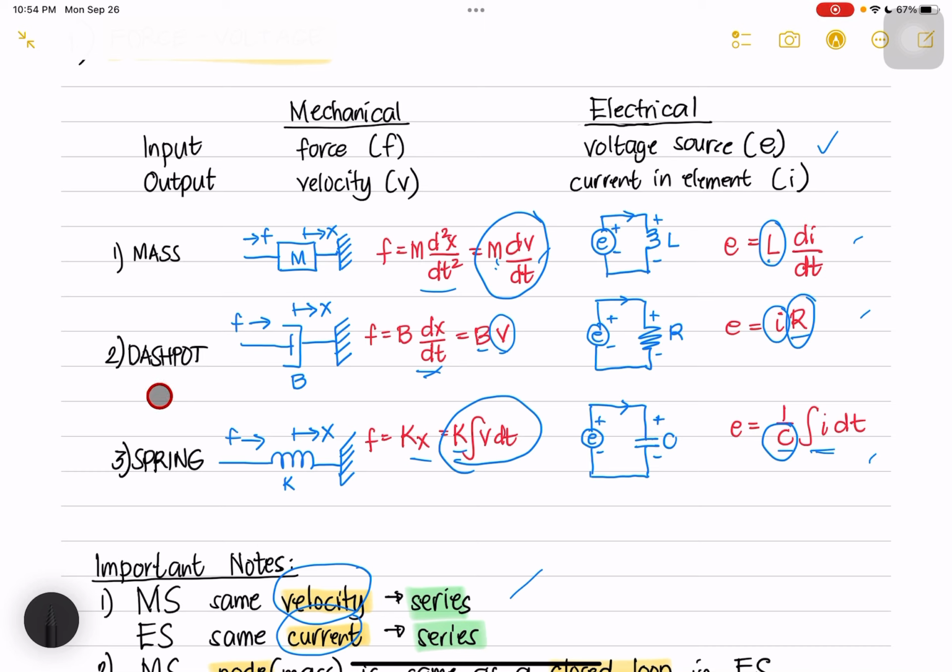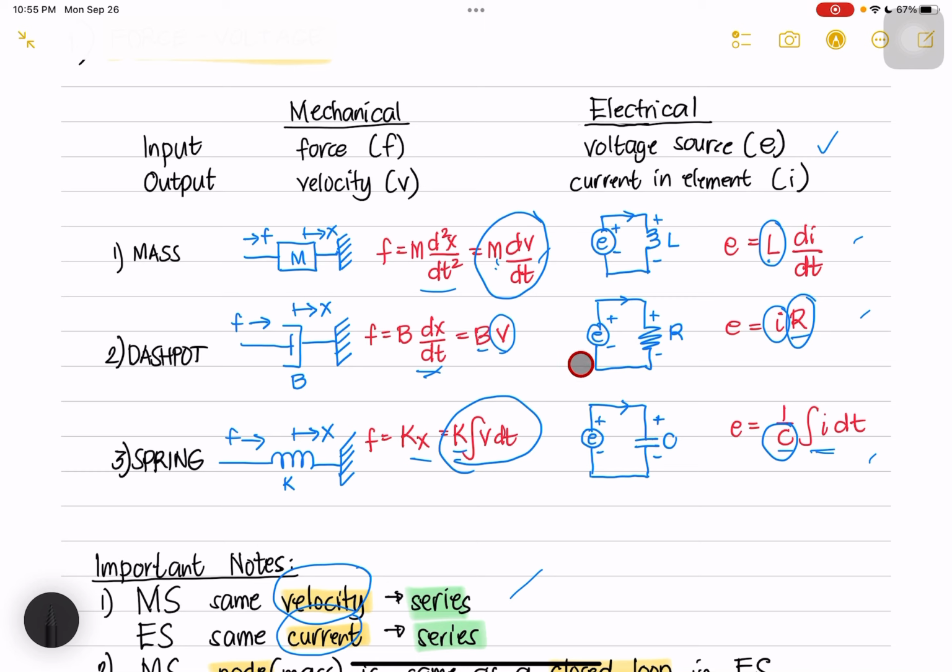Okay? Sa dashpot or our damper, this is again the representation. We have B. And then the formula for it is F, or force, is equal to B, the friction, times dx over dt, which is the change in displacement over time. So again, dx over dt is equal to v. So the formula will be F is equal to Bv. Okay? So this is again from the formula of translational mechanical system.